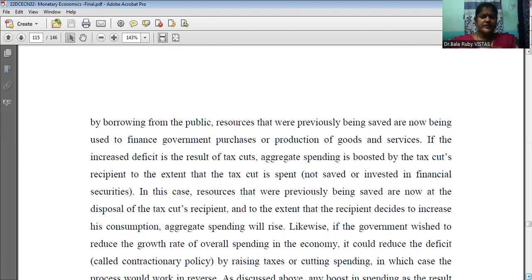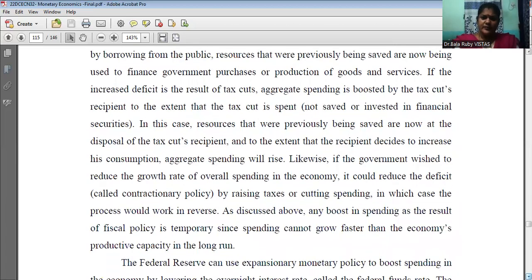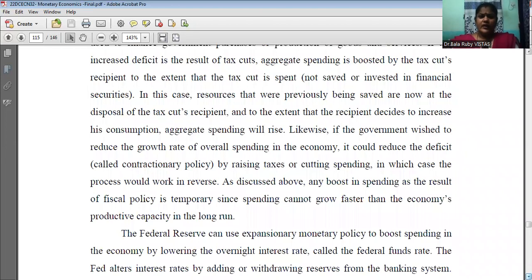If the increased deficit is a result of tax cuts, aggregate spending is boosted by the tax cut recipient to the extent that the tax cut is spent. In this case, the resources that were previously being saved are now at the disposal of the tax cut recipient. And to the extent that the recipient decides to increase his consumption, aggregate spending will rise.